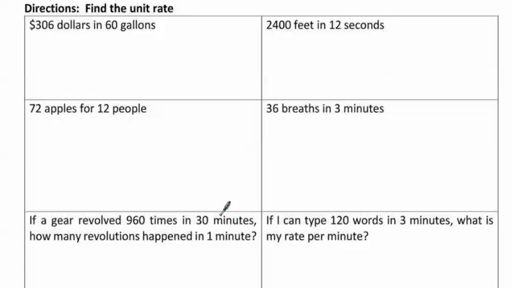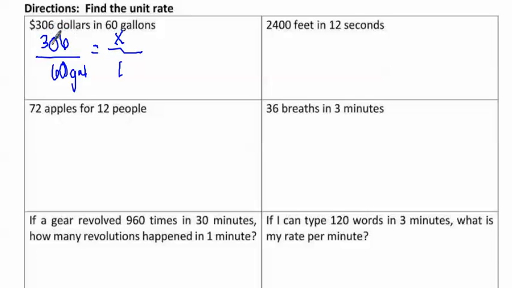Let's talk about unit rate. Find the unit rate of the problems below. $306 in 60 gallons. So we're going to set up the first proportion to say $306 over 60 gallons. Trying to find the unit rate, remember you want the denominator to be 1. So you want to find how much money it is for 1 gallon.